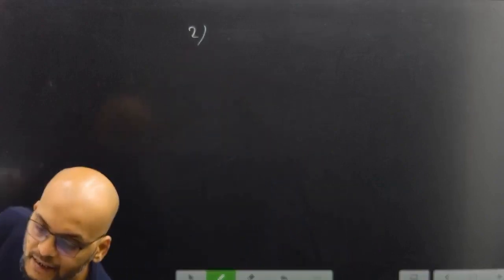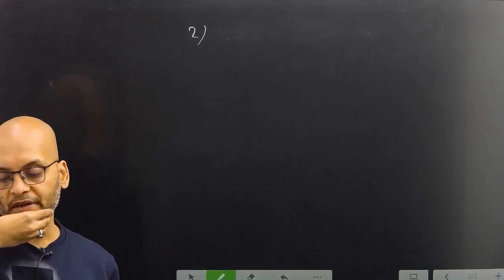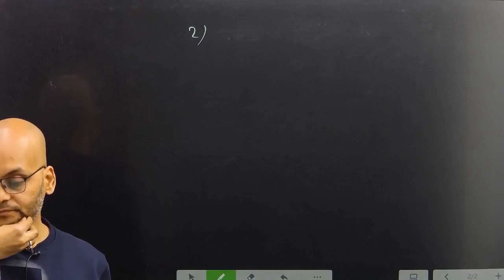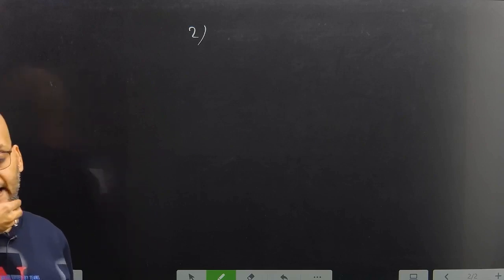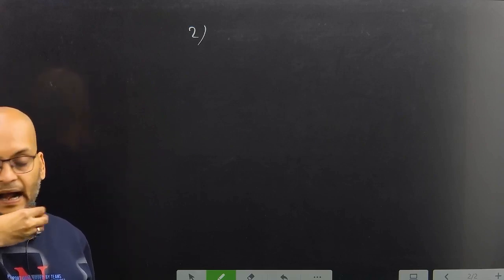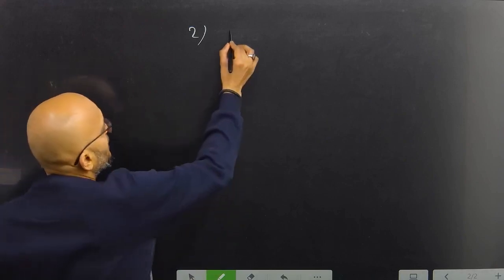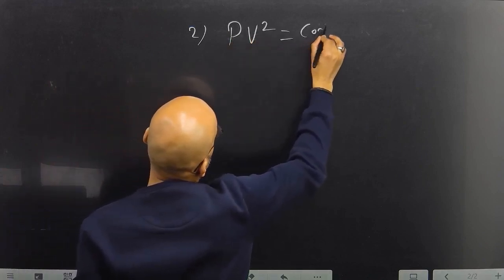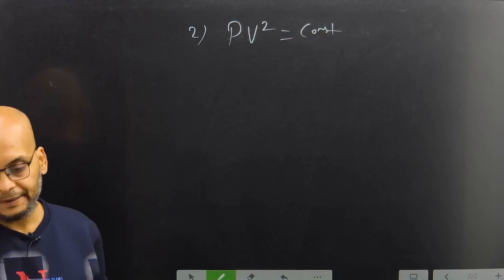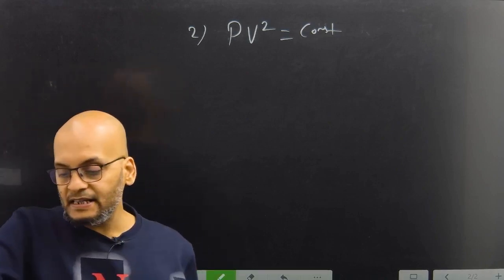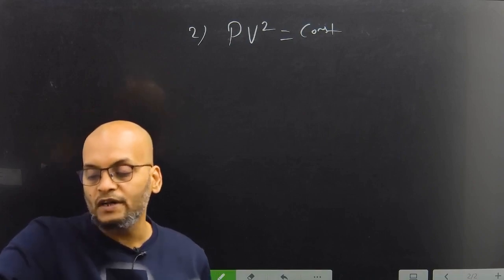The next question is: an ideal gas expands in such a manner that its pressure and volume are related by PV squared equal to constant. So there is an ideal gas and it is expanding in such a manner that the pressure-volume relation is given to us. This is the pressure-volume equation. During the process, they are asking what is happening to the gas: is it expanding, heated, cooled, neither heated nor cooled.